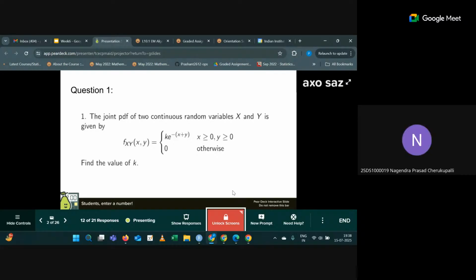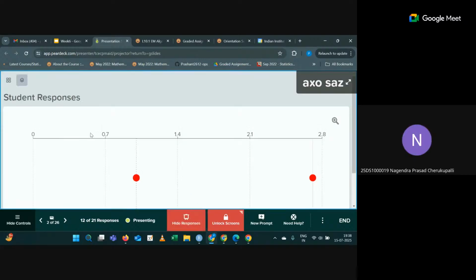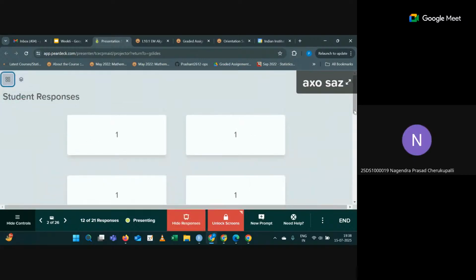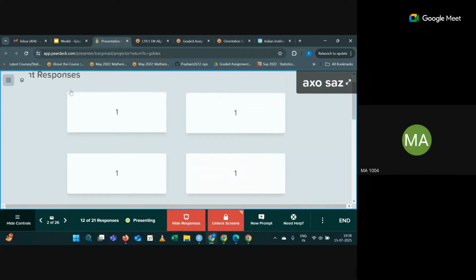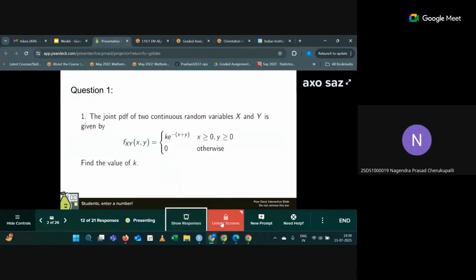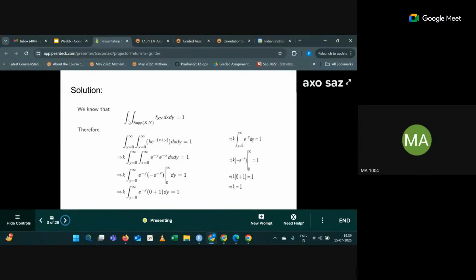Sir, e power minus A x is equal to 1. We'll see the solution, don't worry. See, e power minus x plus y, we can split into e power minus x into e power minus y, and apply integrals. You can do it individually. Actually, value of k is 1. So you can see here what the solution is.